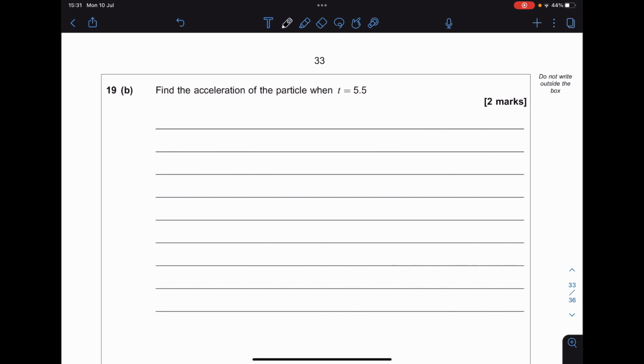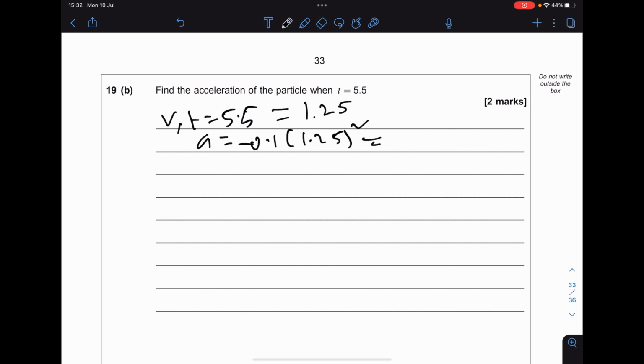Finally, the acceleration of the particle when t is 5.5. That's a bit of a gift because we just want v when t is 5.5, which is going to give you 20 over 5 plus 2 times 5.5, which is 1.25. However, we want to sub that into the acceleration. I'll do that really quickly on the calculator, and that gives you minus 0.15625, and because it's exact, I'm not rounding to 3 significant figures.